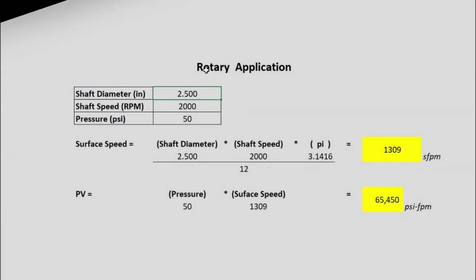Now, let's go back to our rotary example and see what happens when we raise the pressure. At 75 psi, we still look pretty good. At 100 psi, we're starting to sweat a little. And at 200 psi, we would expect severe wear to occur.